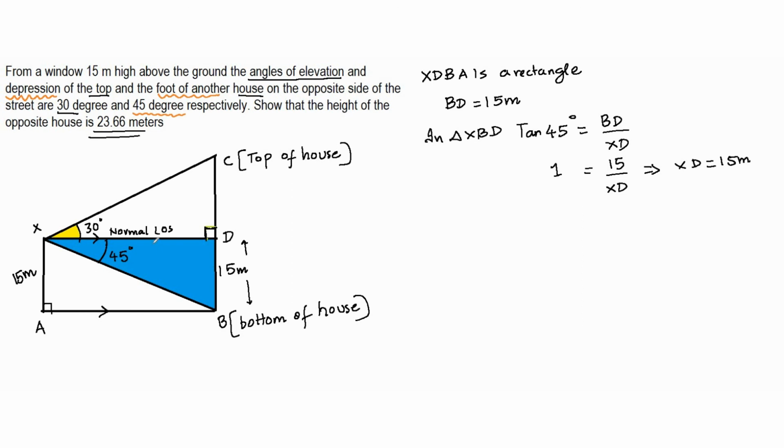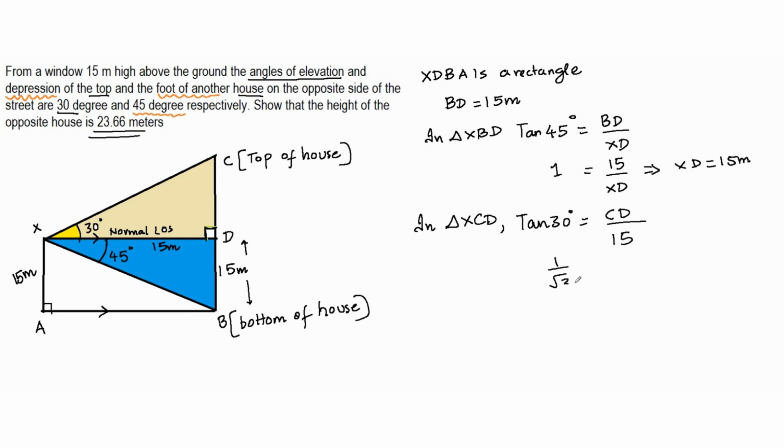So this particular length is 15 meters. And now I should find CD because I know XD. Now I can focus on the triangle XCD. I can focus on this triangle, and using this I can find the length of CD. So in triangle XCD, tan 30 is the opposite side upon the adjacent side. So tan 30 is going to be CD upon 15.